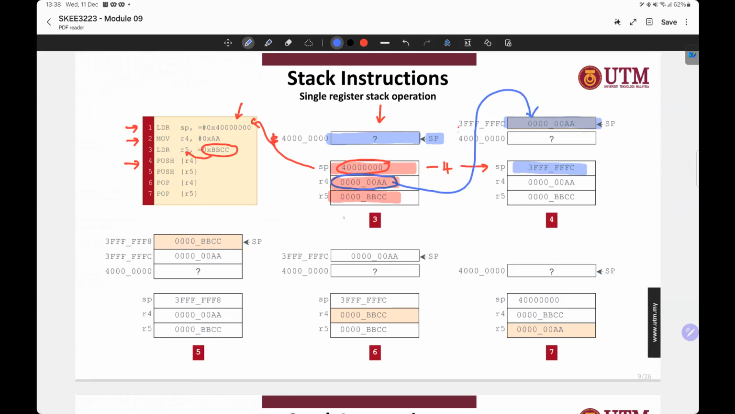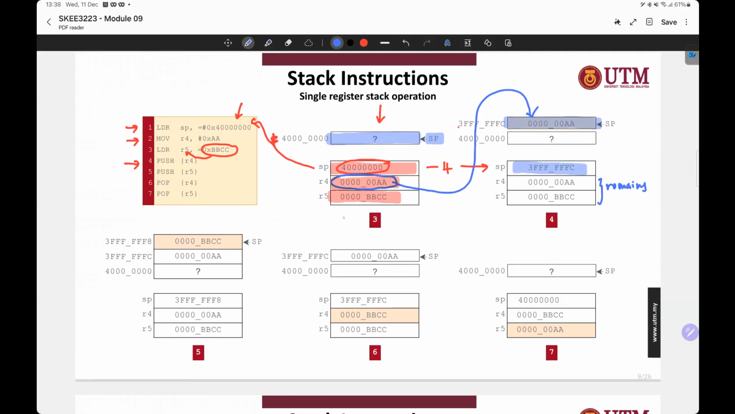That's why at this address 3FFFFFFC, you have this value 000000AA. What happened to your R4 and R5? Your R4 and R5 remain, no change. So this is what happened after you finish executing line number 4.